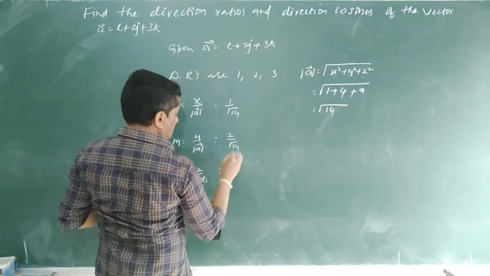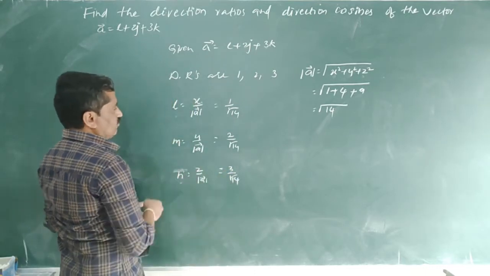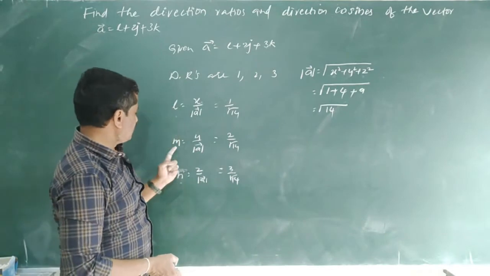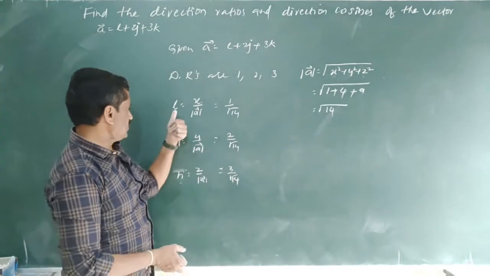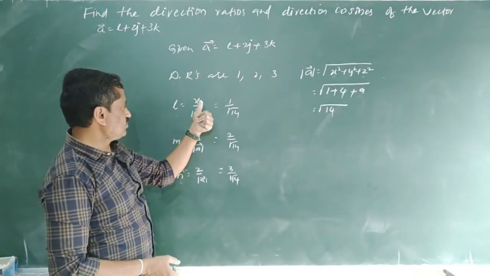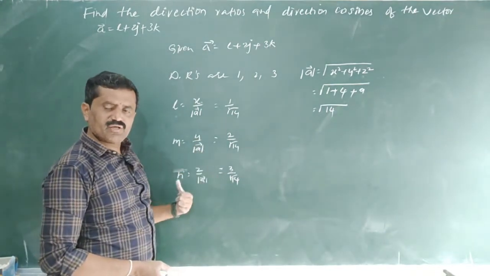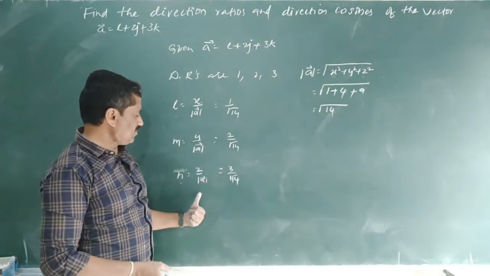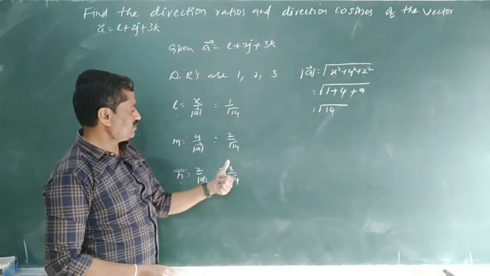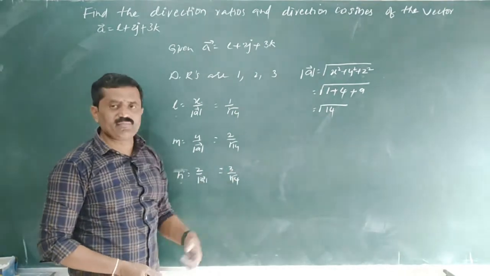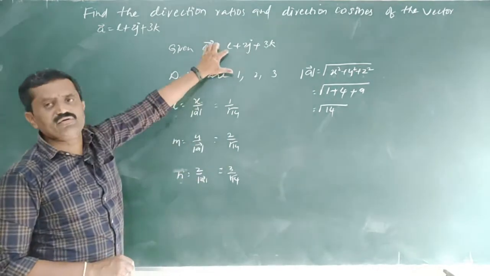What is the value of z? That is 3 divided by root 14. Therefore remember the formulas. L, M, N are called direction cosines, given by L is equal to x divided by magnitude of a bar, M is equal to y divided by magnitude of a bar, and n is equal to z divided by magnitude of a bar. Therefore 1 by root 14, 2 by root 14, 3 by root 14 are direction cosines of the given vector.